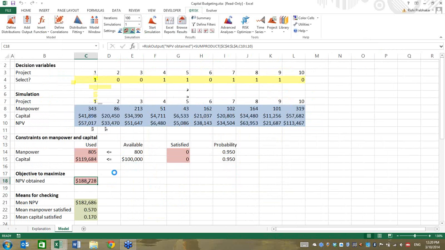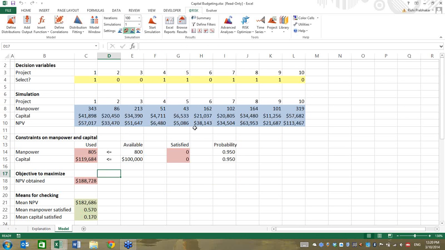But generally we will optimize a single statistic, the most common approach being to optimize the expected value of an output cell, either make it bigger or smaller. Then if we have any concerns about other characteristics of the distribution, we can include those in the constraint set.